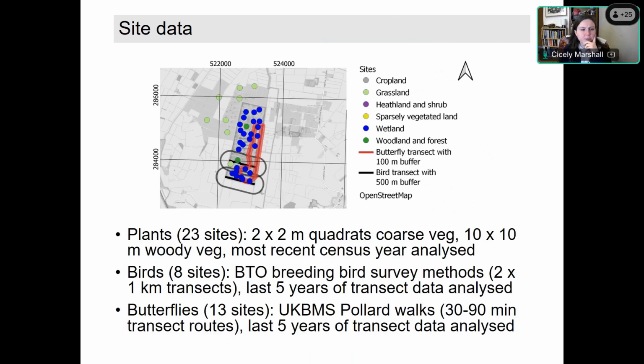So for birds, the transects are following the breeding bird survey methods, which are these 2 parallel 1 kilometre transects. I mentioned that we've averaged over the last 5 years to knock out some of that interannual noise. And then for butterflies, the data are collected using the standard Pollard walk technique from the Butterfly Monitoring Scheme, which is a sort of moving imaginary 5-metre cube. Any butterflies you encounter, you record, walking a defined transect route.